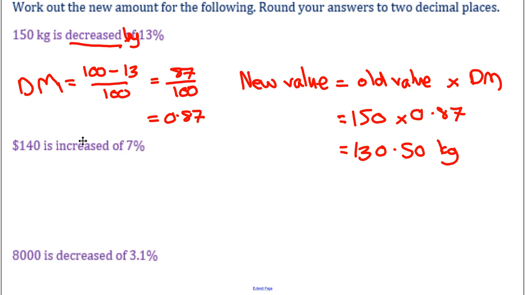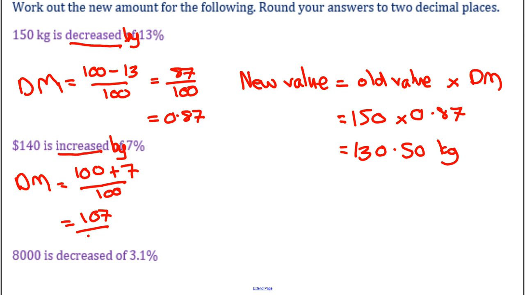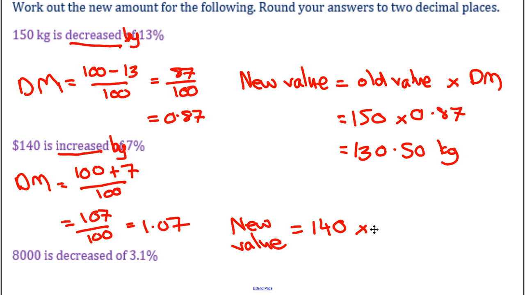The next one, $140 is increased by 7%. So let's work out our DM for an increase. It's 100 plus the percent, so not plus the 140, but plus the percent, equals 107 over 100. So the decimal is 1.07. And then the new value equals, I like to write the old value first, 140 times the decimal multiplier, 1.07.